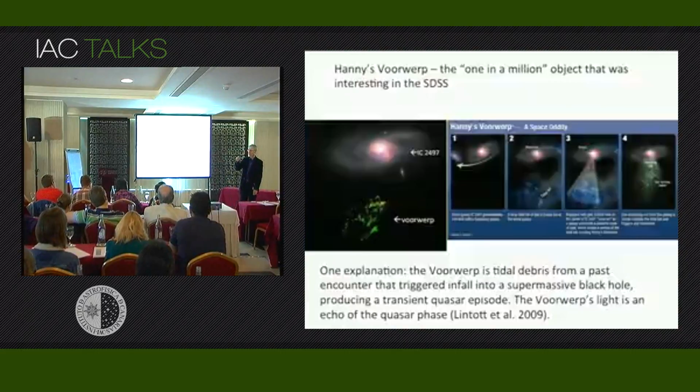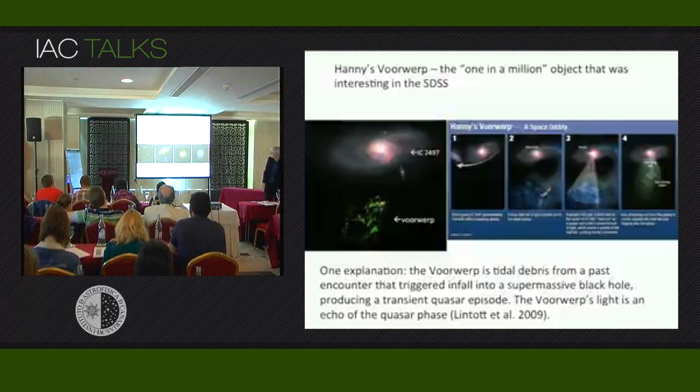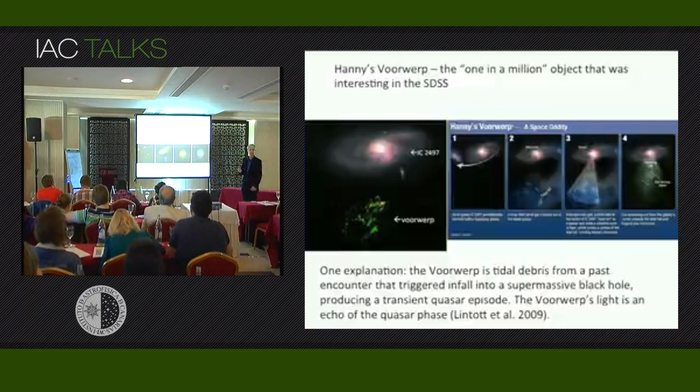And that was true here. But there's also the 1 in a million object that's interesting that you can find in a survey. And that object is Hanny's Voorwerp. Let me talk about that. Hanny van Arkel was one of these zooites. She was doing what all the other zooites do. She goes to the Galaxy Zoo, and she starts the process. She's presented with a picture, and she presses the buttons and classifies it.